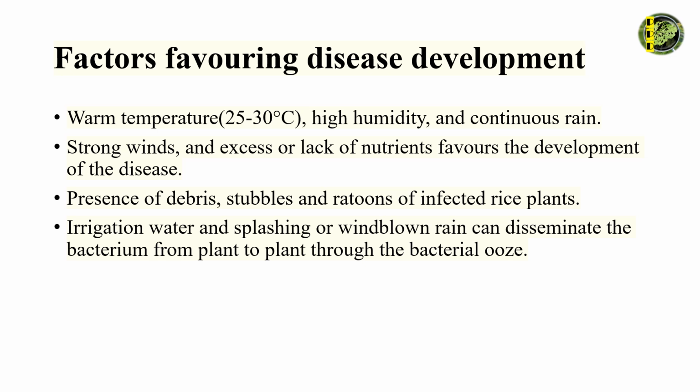to favor this disease. Presence of stubbles, crop debris, and ratoons of the infected plants serves as a source of primary inoculum in the field. Irrigation water and rain splashes help in the spreading of the disease through bacterial ooze.